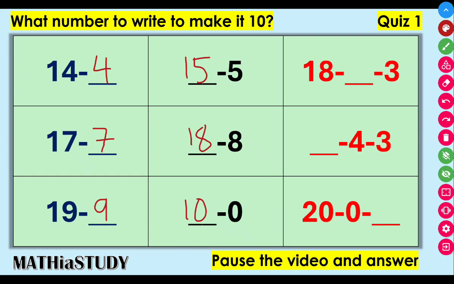18 minus 3 is equal to 15. Minus 5 equals 10. 17 minus 4 equals 13. Minus 3 equals 10. 20 minus 0 is 20. Minus 10 equals 10.